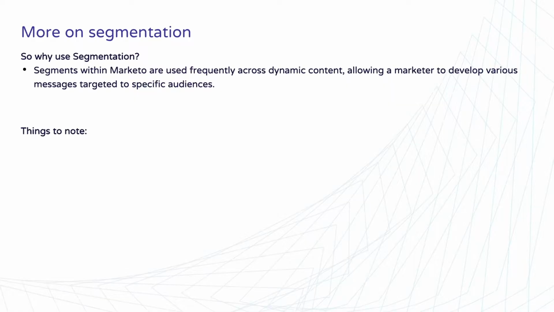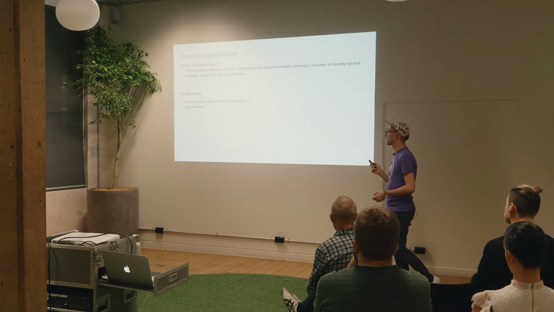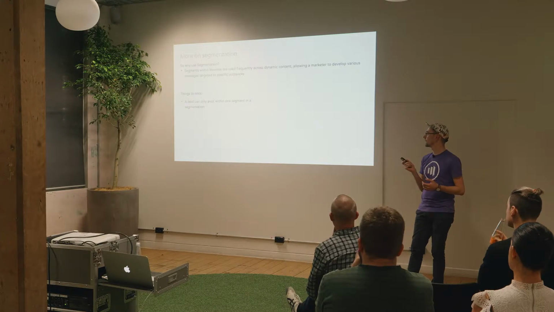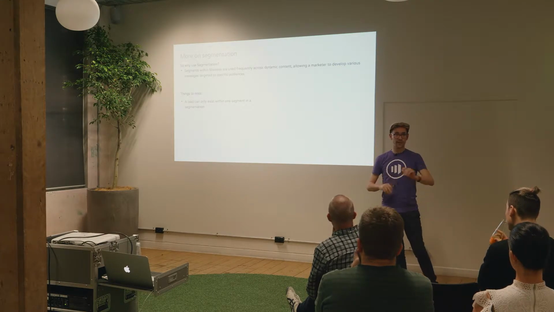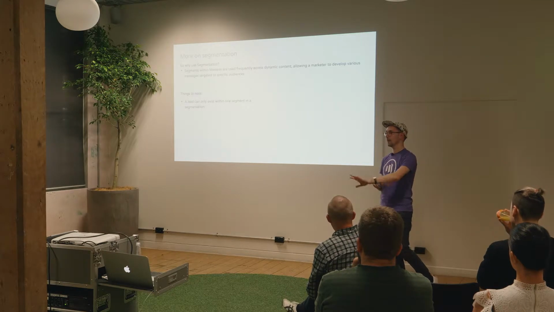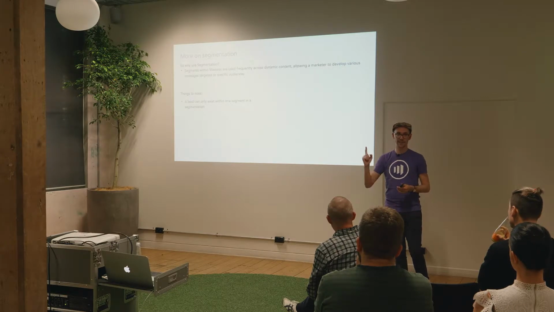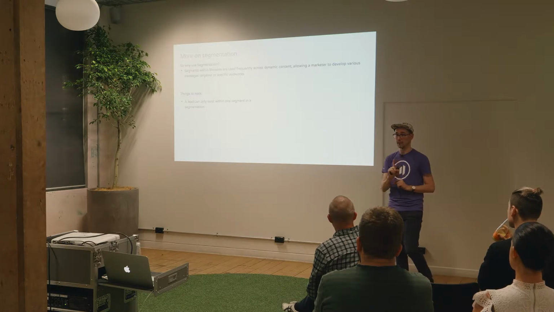Some of the things to note, however, is that a lead can only exist within one segment in a single segmentation. What that essentially means is if I've got a segmentation called region with EMEA, APAC, and North America, it means I can only exist in one of those segments. I can exist in APAC or in EMEA or in North America. I can't exist in multiple in Marketo, I can only exist in one.